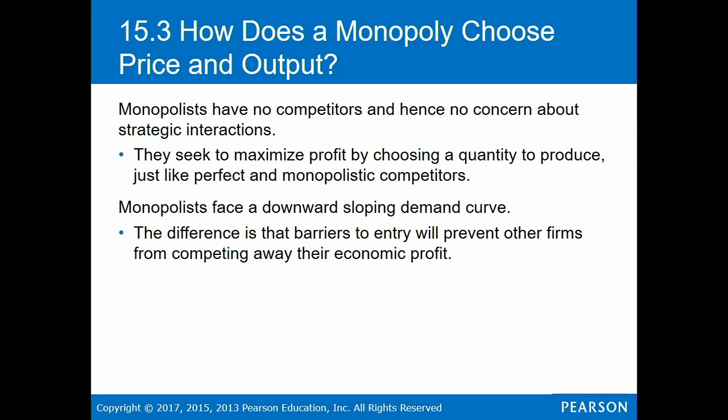Now, unlike monopolistic or perfect competition, monopolists are going to face a downward sloping demand curve. They have this market power where they can choose the price at different places on the demand curve, because the monopolist's firm demand curve is going to be the market demand curve. And obviously people are going to buy less of something if the price is higher and more of it if the price is lower.